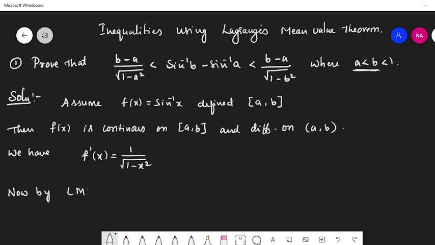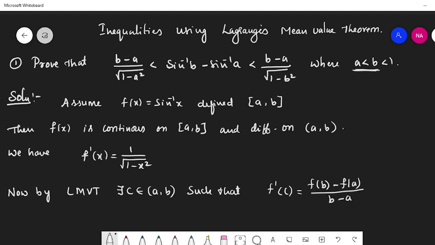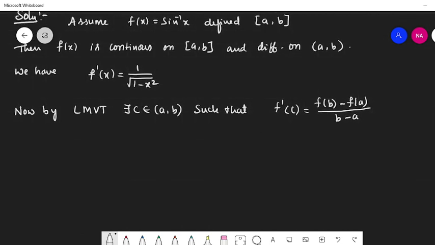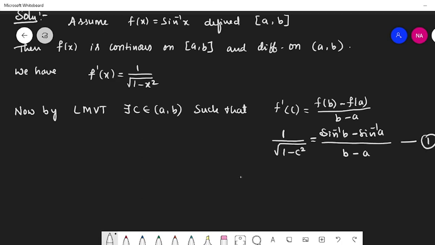Now by Lagrange's mean value theorem, there exists a point c between a and b such that f dash of c is equal to (f of b minus f of a) by (b minus a), right? Now f dash of c, that is 1 by square root of 1 minus c square, is equal to f of b, that is sin inverse b minus sin inverse a, by b minus a. Call this equation 1.